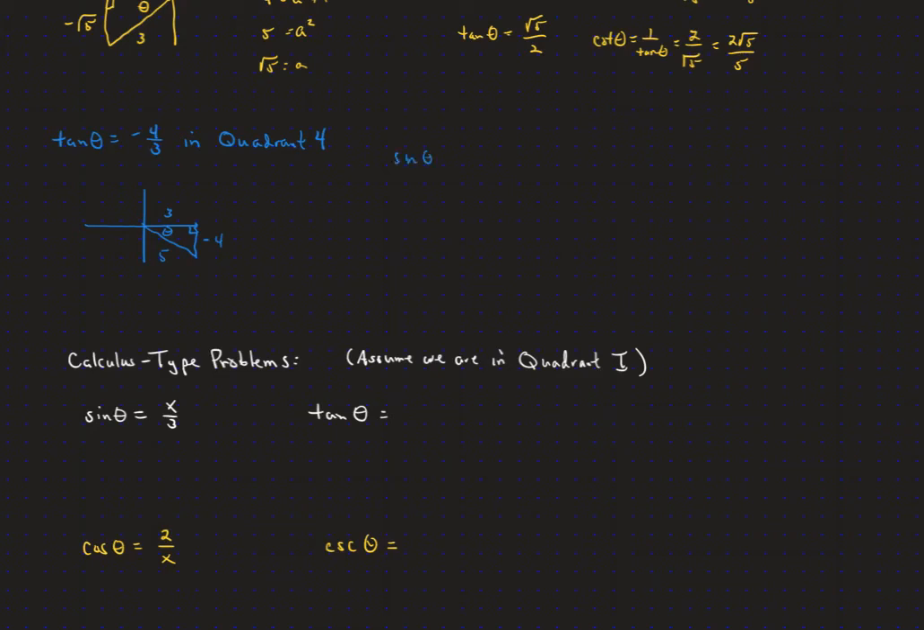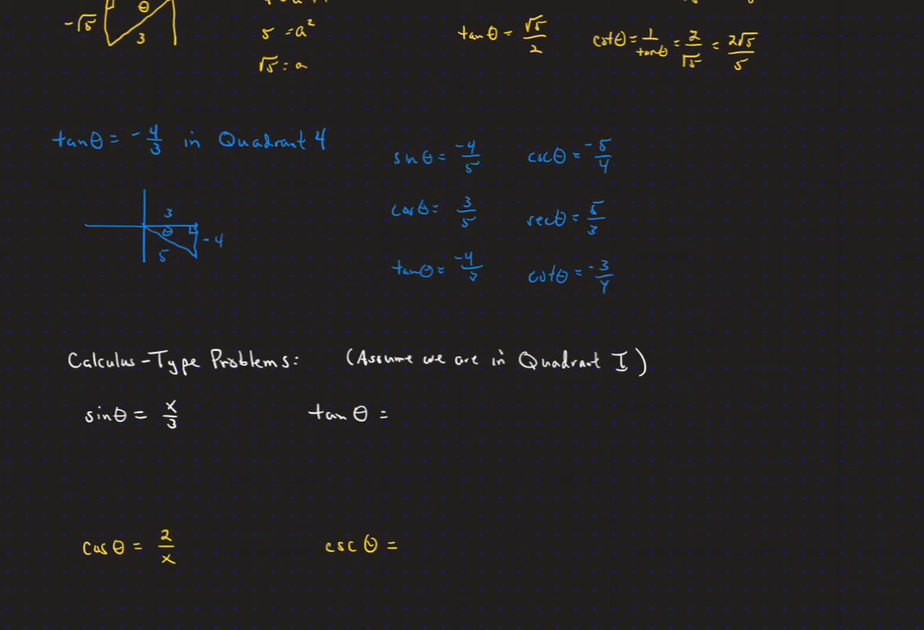So we can now say sine theta is going to be opposite over hypotenuse. Cosine of theta is going to be the adjacent over the hypotenuse. We were given the tangent of theta is negative 4/3. We can do their reciprocals. The cosecant of theta will be a negative 5/4. The secant of theta is going to be 5/3. And the cotangent of theta is going to be a negative 3/4.